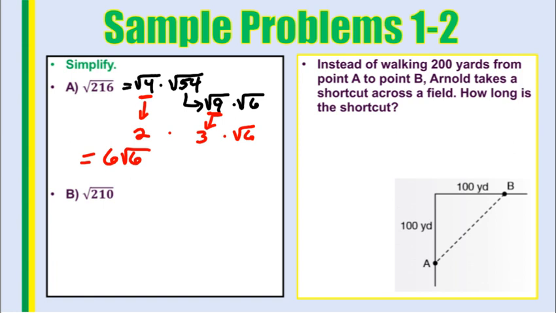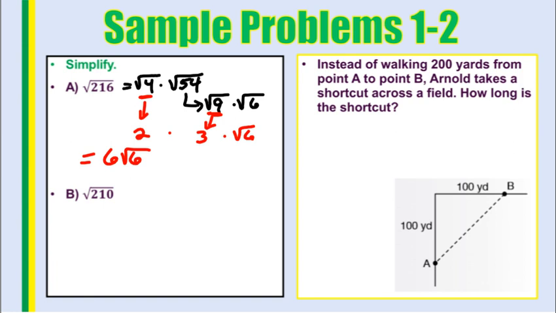210. So if I think of some perfect squares, let's try with 4 again. If I do 210 divided by 4, that gives me a decimal. So I know that I don't want to use 4. 210 divided by, the next one would be 9. 9 does not work, that gives me a decimal as well. 210 divided by 16 gives me a decimal.